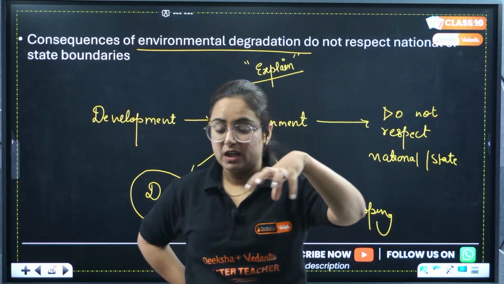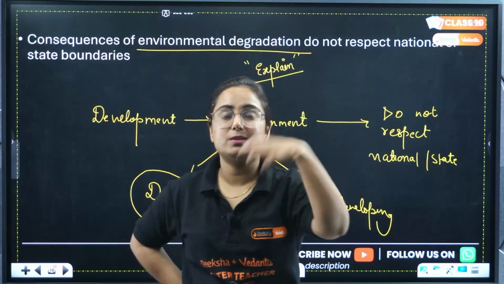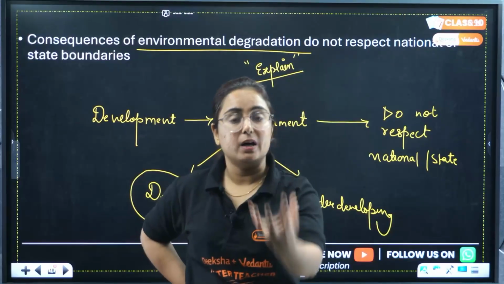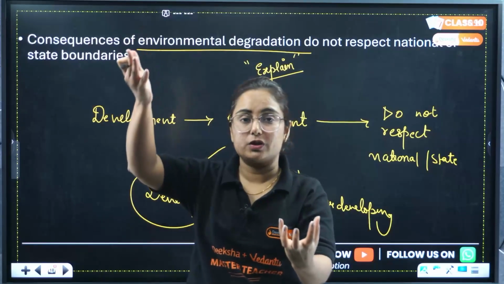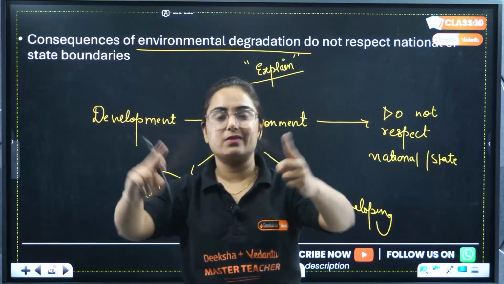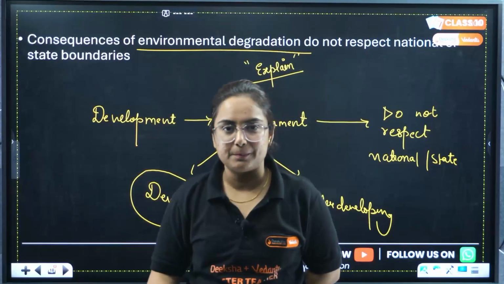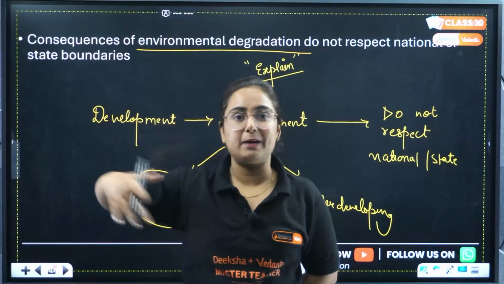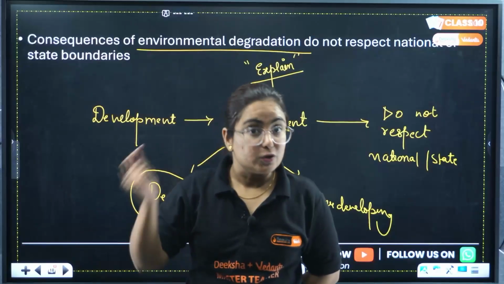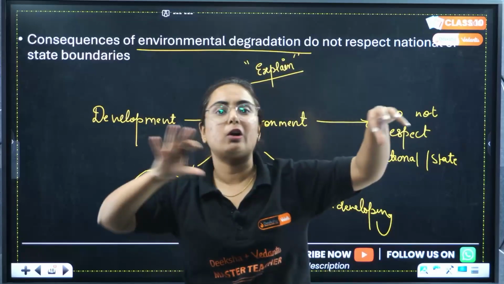So see, it is different for each country which country is doing more pollution, which state is doing more pollution. But whenever there is pollution, don't you think that if Delhi is doing pollution, it will only be restricted to that border? No, the air will spread throughout the country. It will affect the climate, and the monsoon of other regions around that. So whenever there is environmental degradation, its consequences do not respect the boundaries.